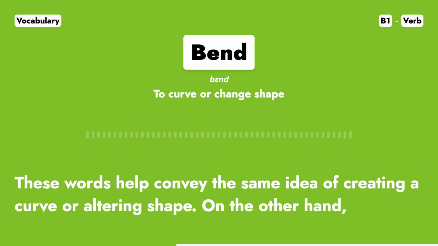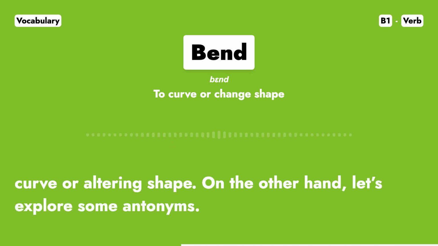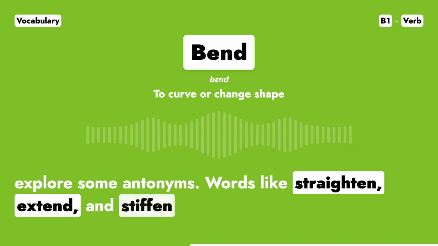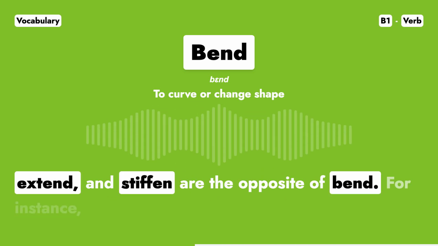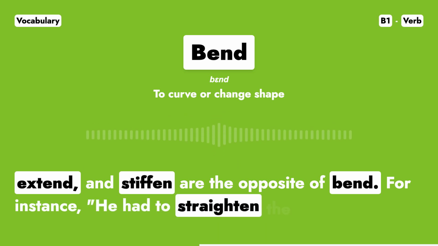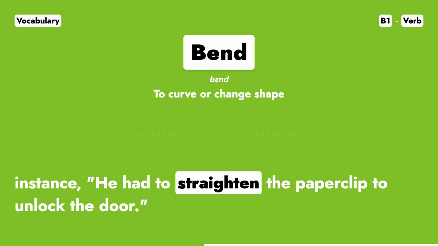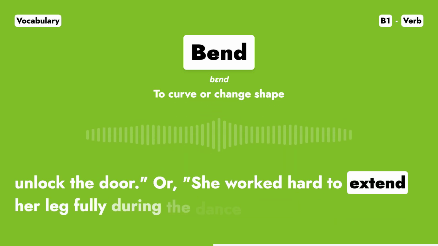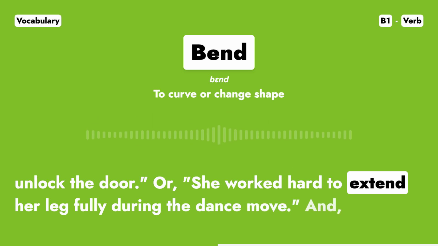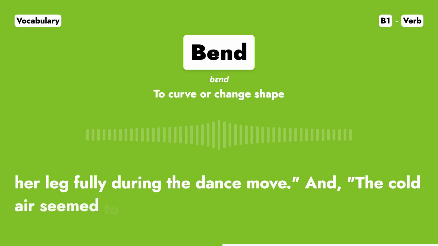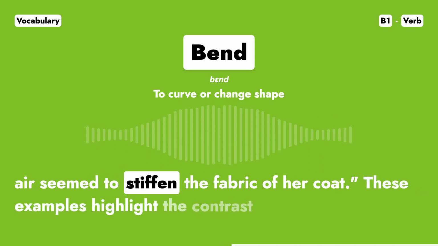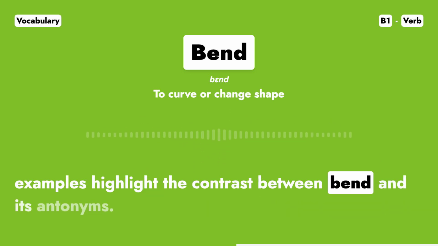On the other hand, let's explore some antonyms. Words like straighten, extend, and stiffen are the opposite of bend. For instance, he had to straighten the paperclip to unlock the door. Or, she worked hard to extend her leg fully during the dance move. And the cold air seemed to stiffen the fabric of her coat. These examples highlight the contrast between bend and its antonyms.